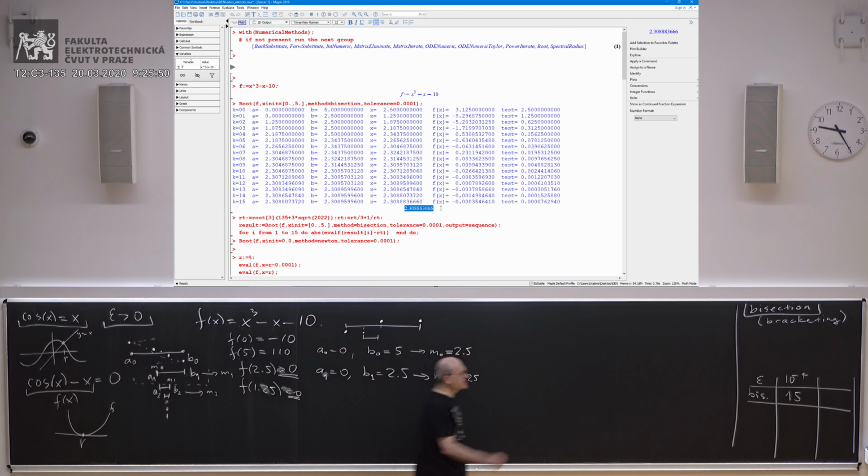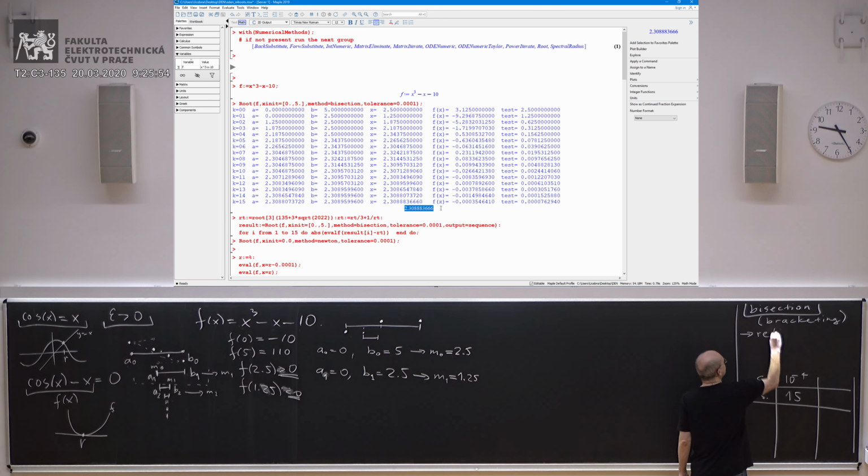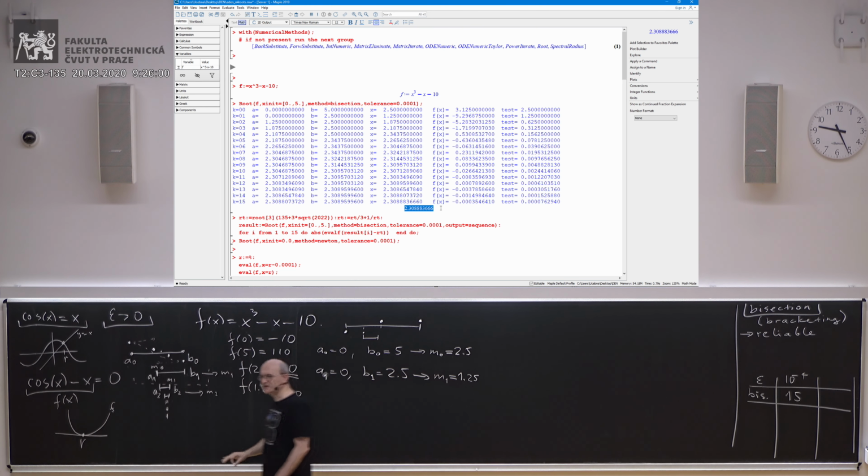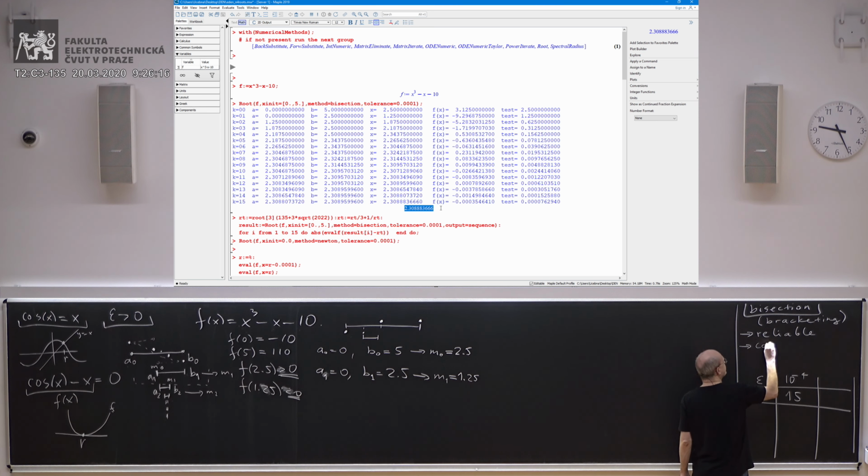Now, features, core features. It's reliable. What can go wrong? I mean, apart from perhaps numerical problems, nothing. The method itself does exactly what it's supposed to. It will corner the root with arbitrary precision. Nothing wrong there. Second important feature, we have a control over error.